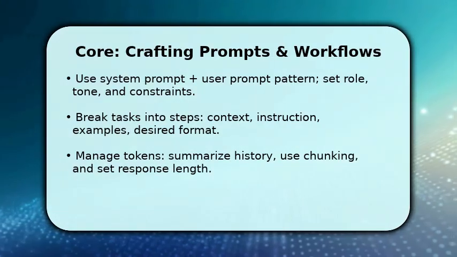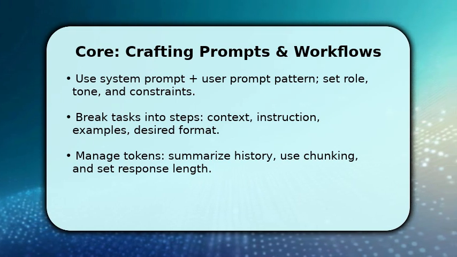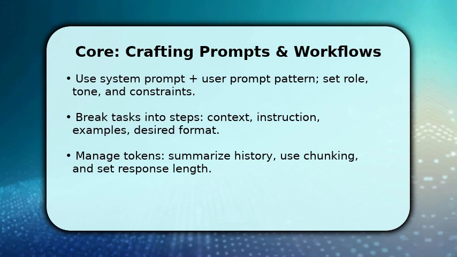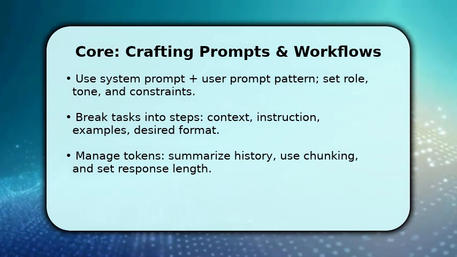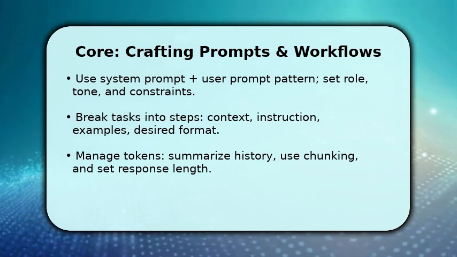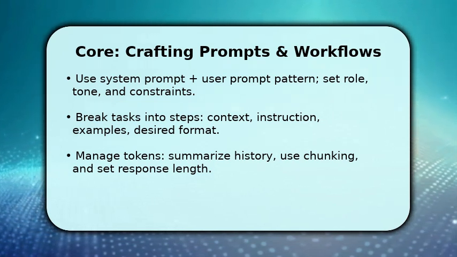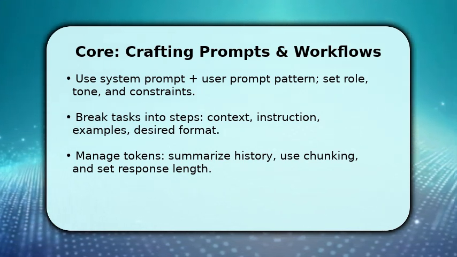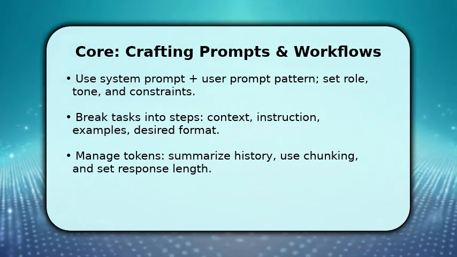You now build prompts that get reliable results by combining a clear system prompt with a concise user prompt. This sets role, tone, and constraints. Next, structure complex tasks into context, instruction, examples, and output format so Gemini can follow your logic. Also, manage token usage. Summarize long histories, feed data in chunks, and specify response length to avoid cutoffs. While iterating, test variations and temperature settings to balance creativity versus precision. This is how you refine outputs for production use.